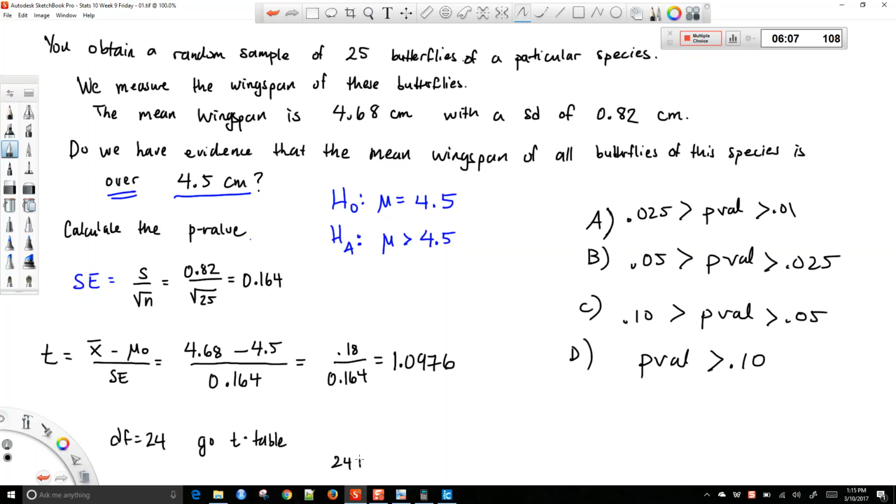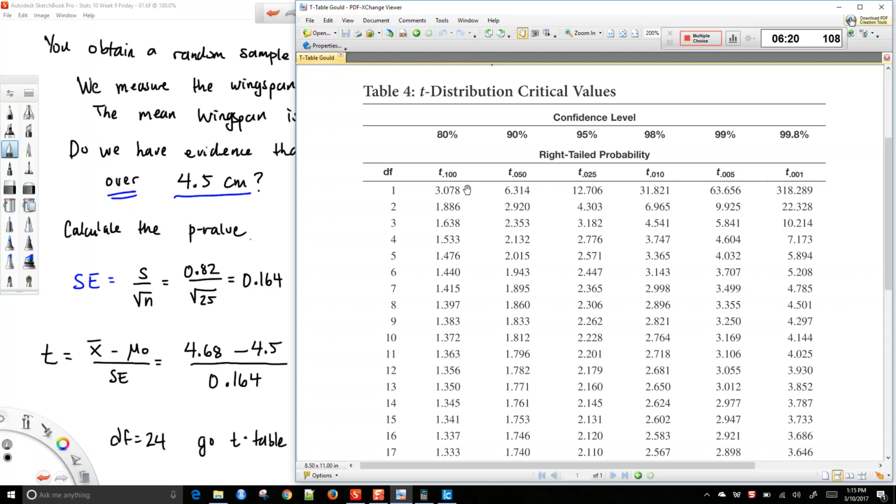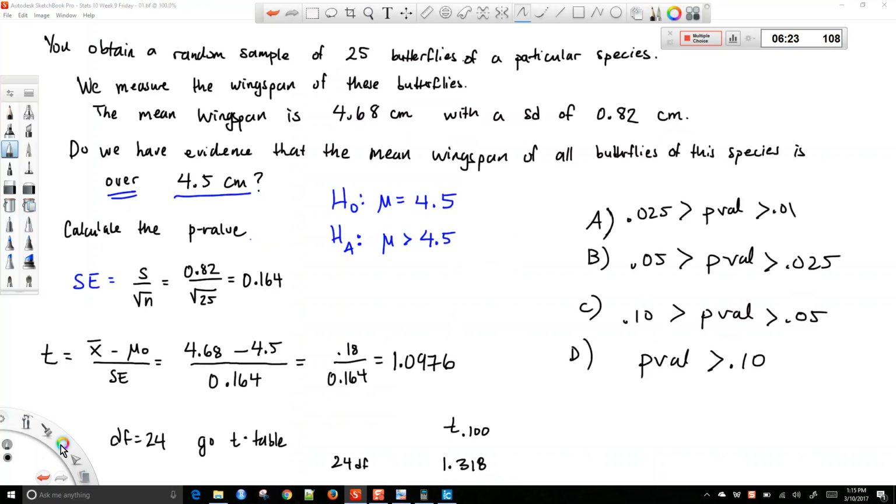So at 24 degrees of freedom, the very first number is 1.318. Okay? 1.318 corresponds to a tail area of 10% if we go to that column. And what we see is that 1.0976 fits right here, this is smaller than 1.318. Therefore, my tail area is going to be greater than 0.10. Okay, so at this point I have my tail area is greater than 0.100.